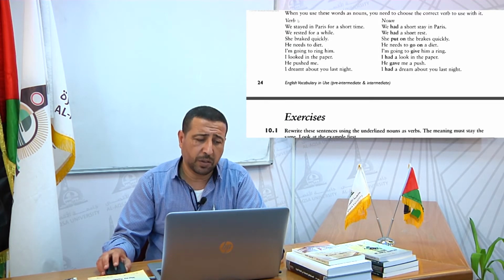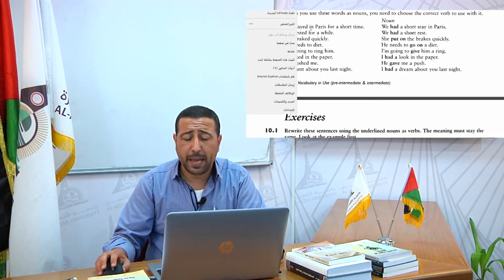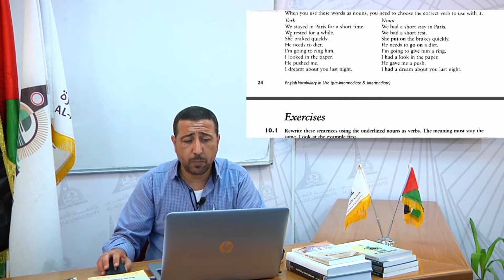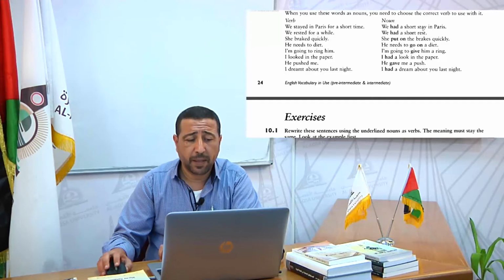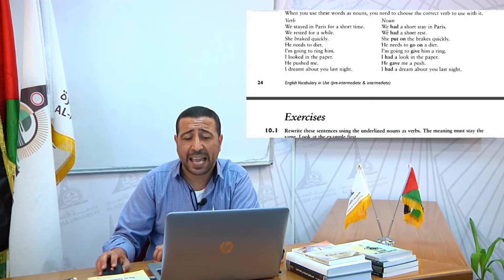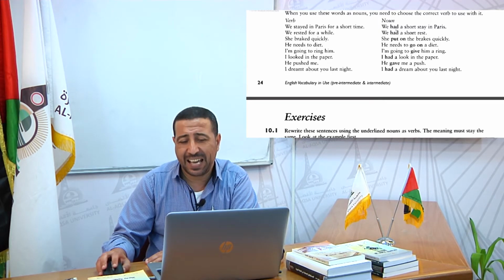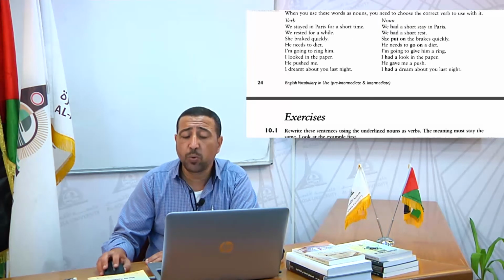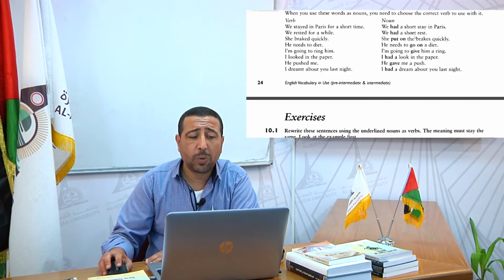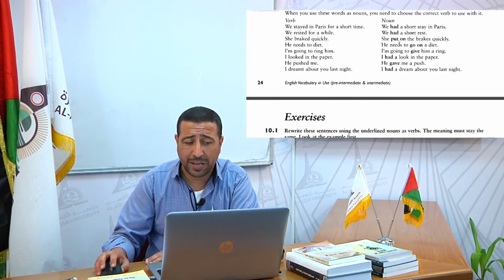Here, let's have a look. Verb and noun. We have two columns, actually: verbs and nouns, the same words. We stayed in Paris for a short time. We had a short stay in Paris. So here, stayed is a verb. However, here we had a short stay. So we use the verb have here. We rested for a while, and we had a short rest.